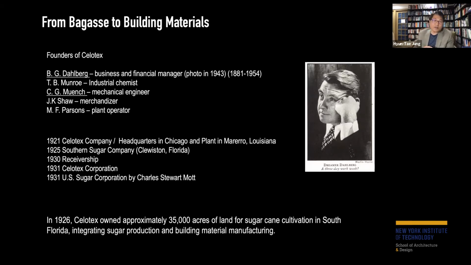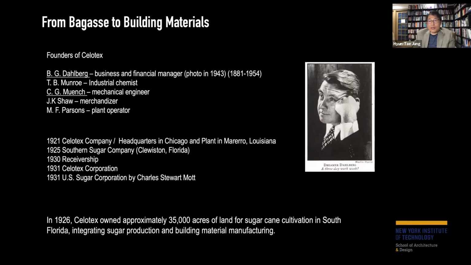There was not much concept of insulation in the 19th century, but this was the beginning of the industrialization of insulation. There was a key figure called Bror Dahlberg, businessman, financial manager. This is the person. And there was another person, Carl Munch, mechanical engineer. Later, these two people became president and vice president of the company. They set up the Celotex company initially in Chicago, and then a plant in New Orleans, Louisiana, in Jefferson Parish, right next to New Orleans, but it's a small area.